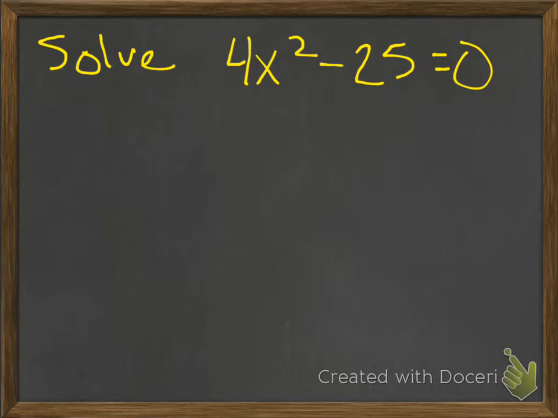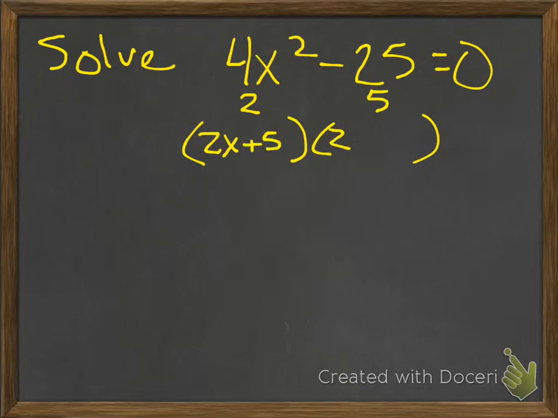What's the square root of 4? 2. What's the square root of 25? 5. If those are the numbers that are going to go into the parentheses, how will they go in? 2x on both, right? And then you just bring down the 5. That's it. Set those equal to 0 and solve, and you've got your answer.